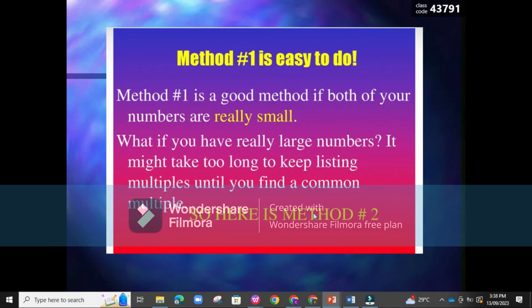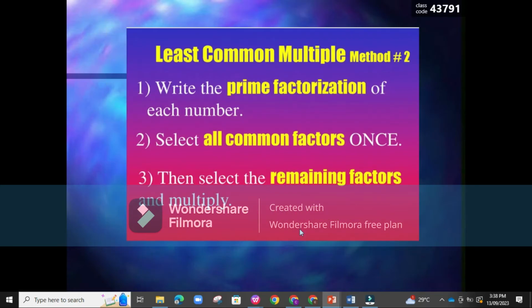So here is method number 2. If we're dealing with large numbers, it's easier for us to use method number 2. So least common multiple method number 2, this is now the process, or the steps. Write the prime factorization of each number.